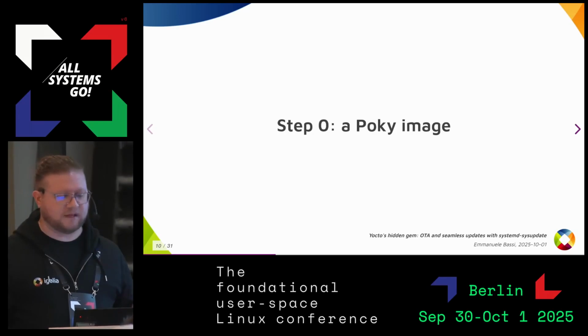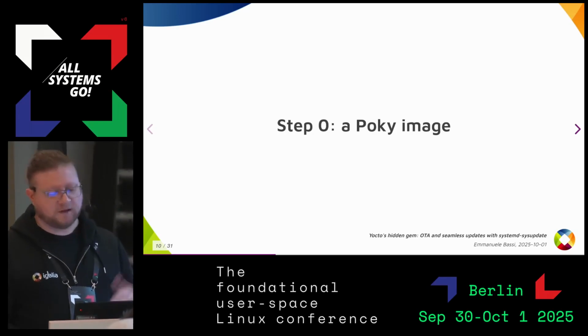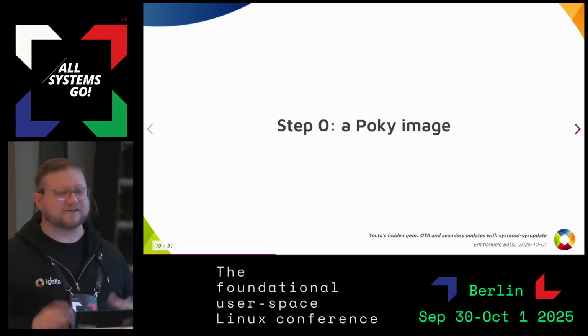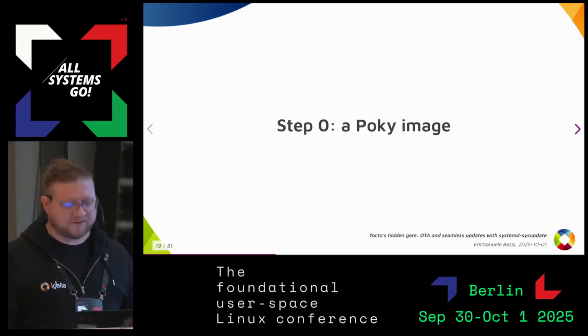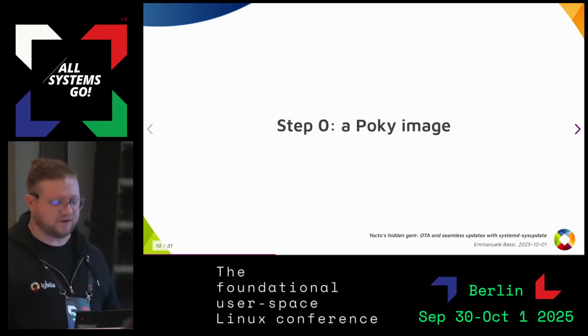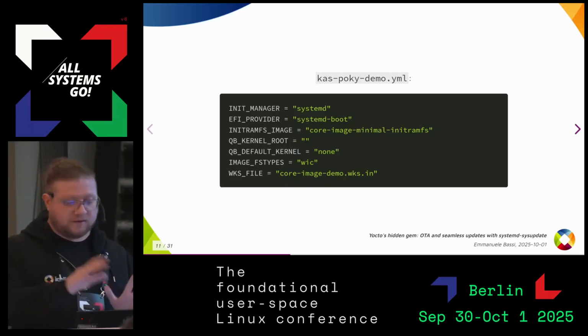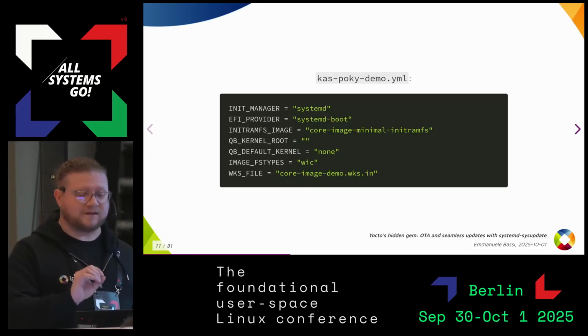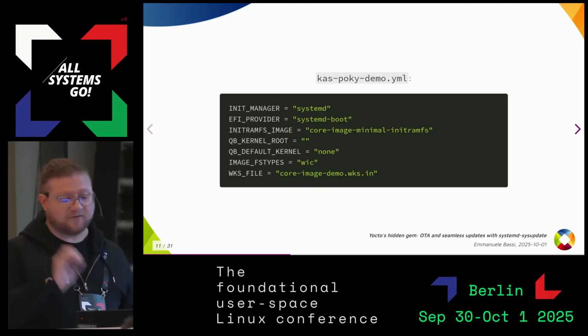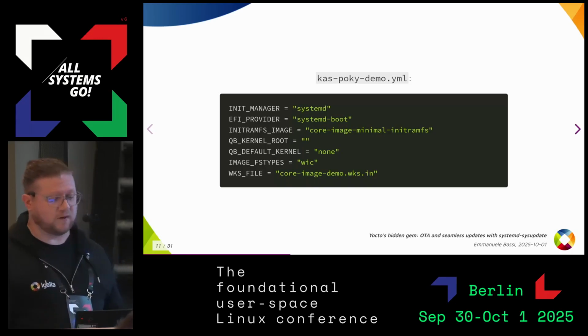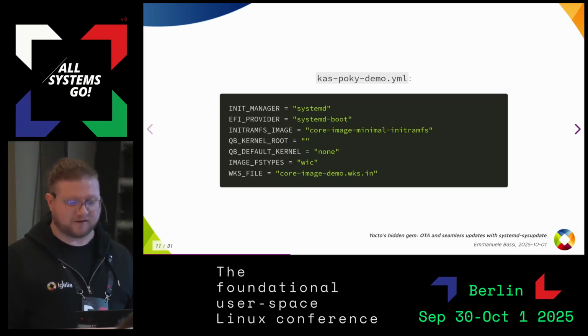So, step 0, we need a Poky image. Poky, again, is kind of the reference distribution for the Yocto project. The slides have the file name at the top that they reference, because at the end there is an example repository with all the files needed that you can use, and it will automatically build everything for you if you check it out on GitHub.